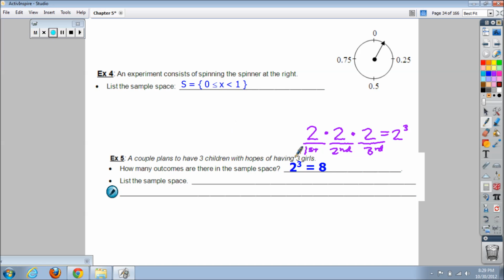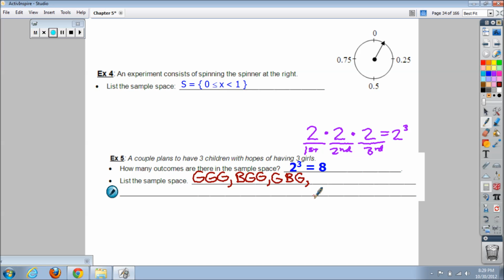Now, let's start with what the couple here hopes to have, 3 girls. That is one possibility. So I'll say girl, girl, girl, G, G, G. Now it could be that the first child was not a girl, that it was a boy. And then let's say the next 2 kids are girls. Okay. Now imagine, what if the first kid was a boy, the second 2 were girls, but what if the boy had come as the middle child? And the first and the third were girls.